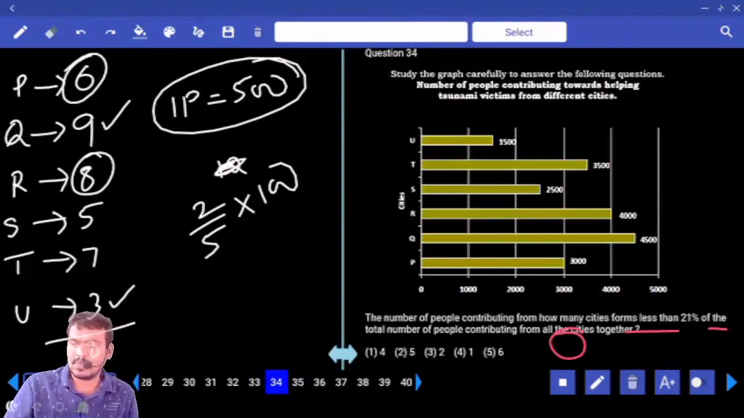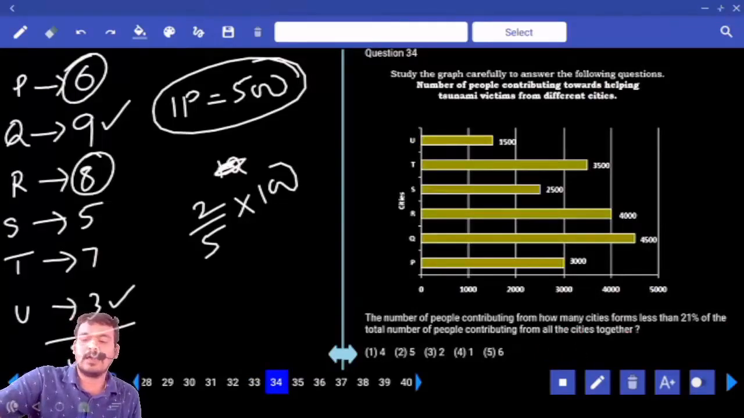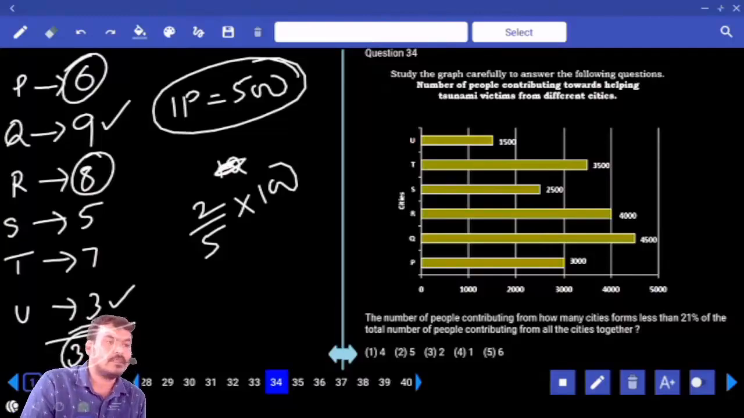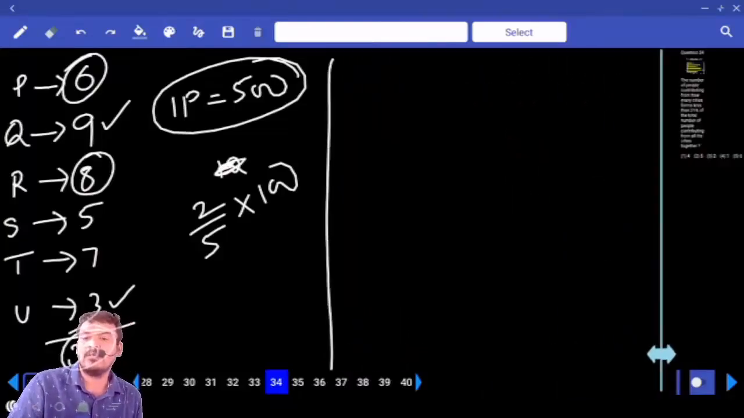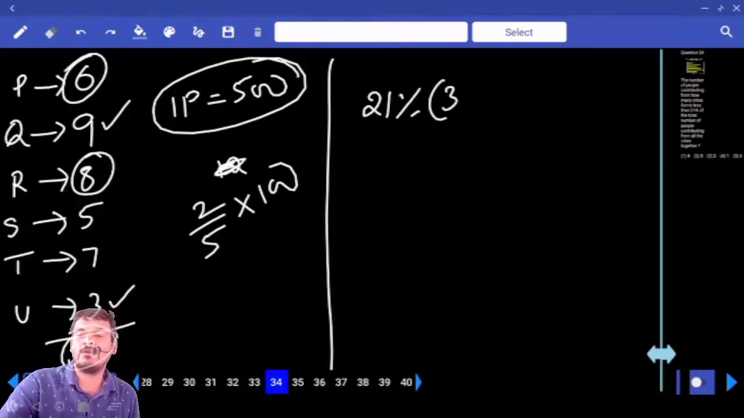Next question number 34. The number of people contributing from how many cities forms less than 21% of the total number of people contributing from all the cities together? What is the total value? 38. In that how much percent? 21% of 38.